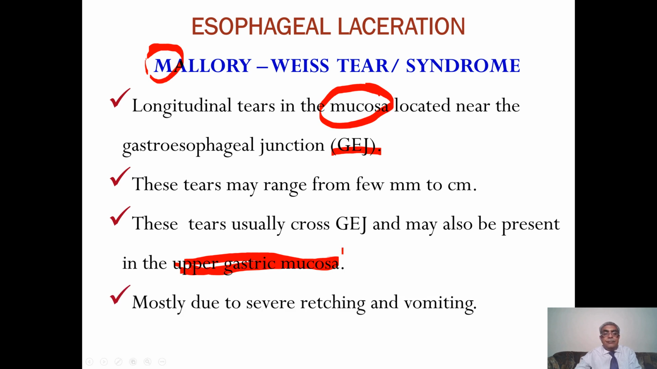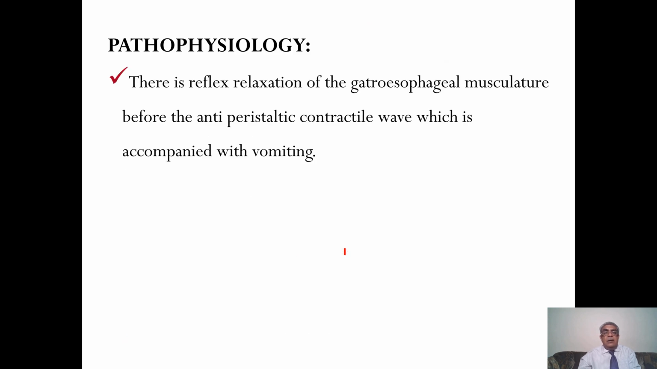Okay, and mostly due to severe retching and vomiting. That is forceful vomiting and retching, and these are the cause of that. Most common in alcoholics. Pathophysiology, well, there is a reflux relaxation of the gastroesophageal musculature before the antiperistaltic contractile wave, which is accompanied by vomiting.